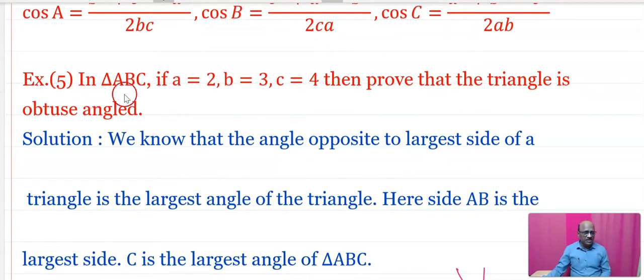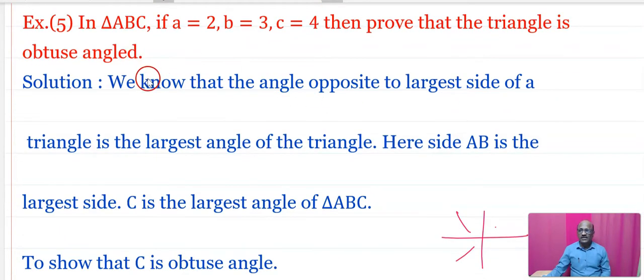Now the example. In triangle ABC, if a is equal to 2, b is equal to 3, c is equal to 4, then prove that the triangle is an obtuse angle triangle.